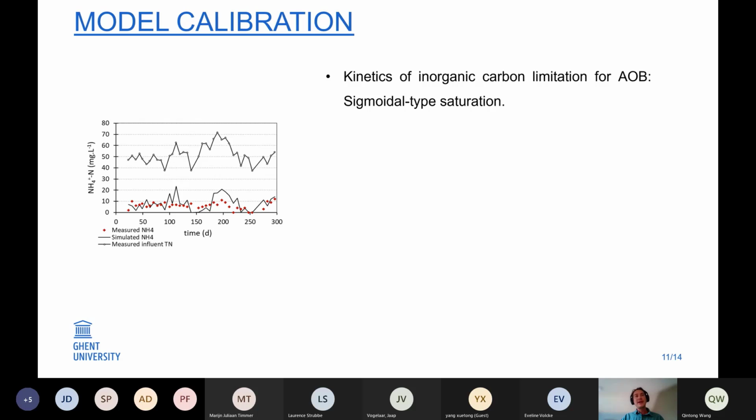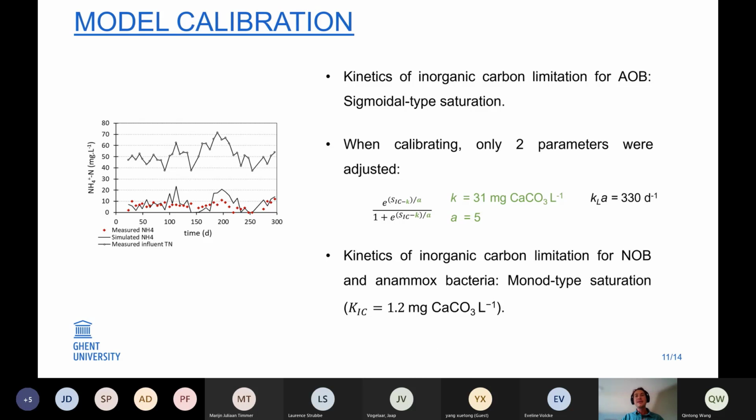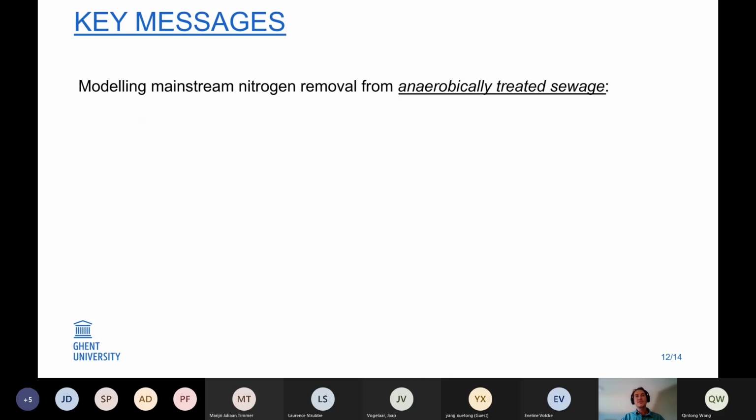Keeping this in mind, we were able to get very good fits just using the sigmoidal type saturation for AOB and calibrating only 2 parameters related to the sigmoidal type saturation and the oxygen transfer coefficient specific for this system. And for NOB and Anammox, we retained the mono-type saturation with those very low half saturation coefficients. With this, we were able to finally get a reasonable fit between the measured and simulated ammonium concentrations.